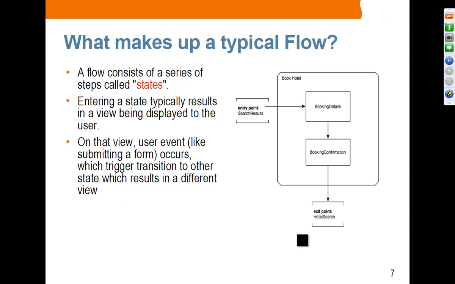So what makes up a typical flow? A flow is made of a series of steps called states, and we are going to see the states in a few minutes. Okay. Entering a state typically results in a view being displayed to the user. So typically your flow will start by displaying the first page, and that is the entry state.